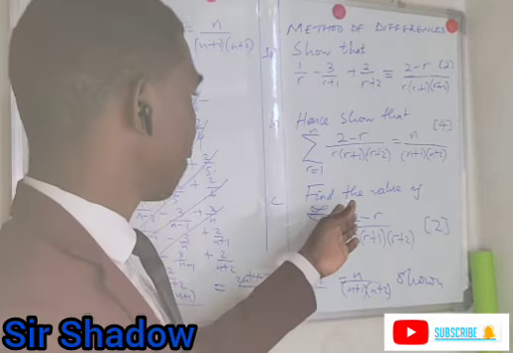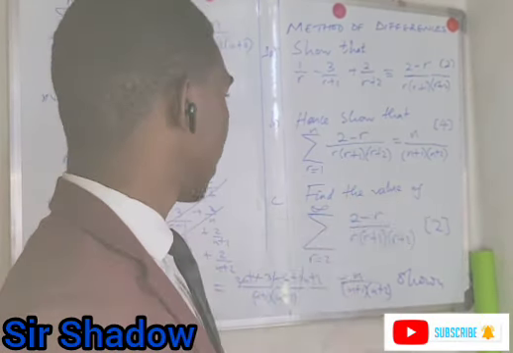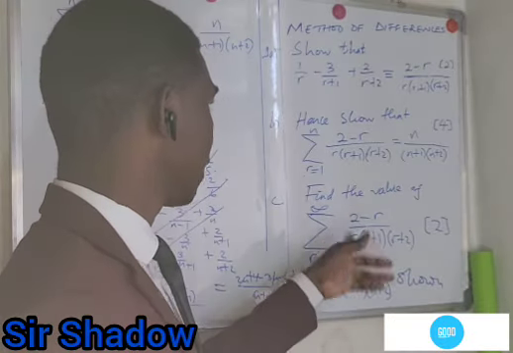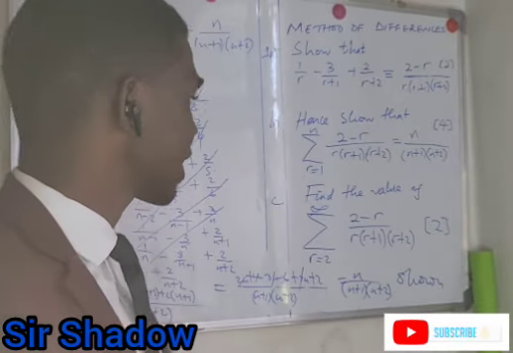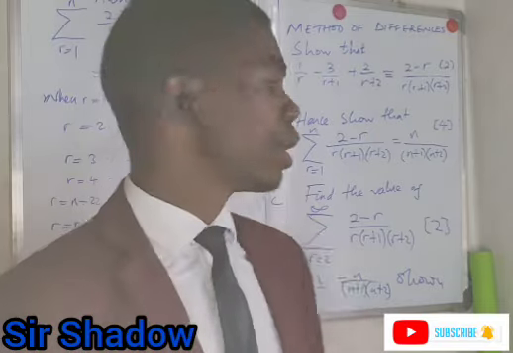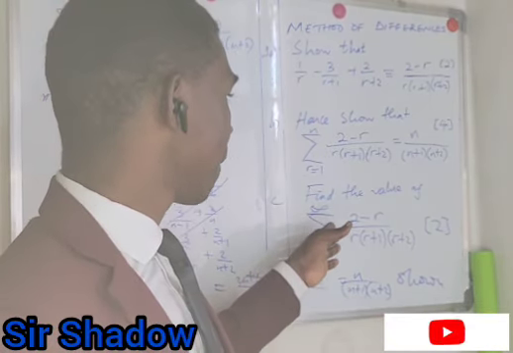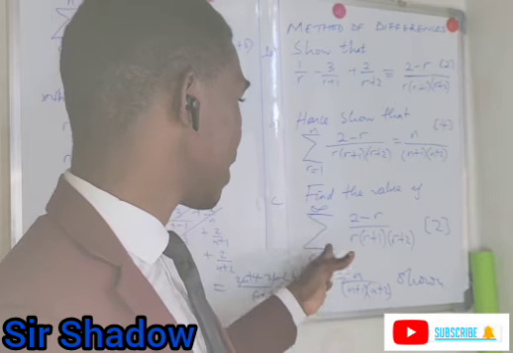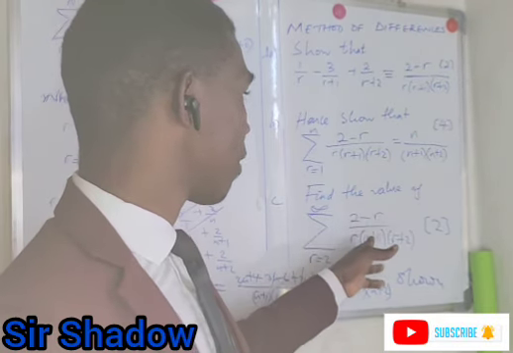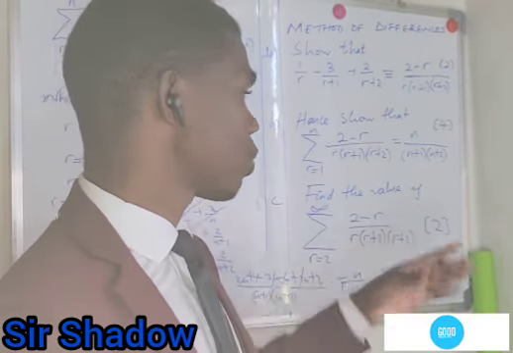On the last part, we've been asked to find the value of the infinite sum, right? I'll just explain how to find the value of the infinite sum. Part C, find the value of the sum with upper limit infinity, lower limit r equals 2, of 2 minus r over r open bracket r plus 1, r plus 2, right?